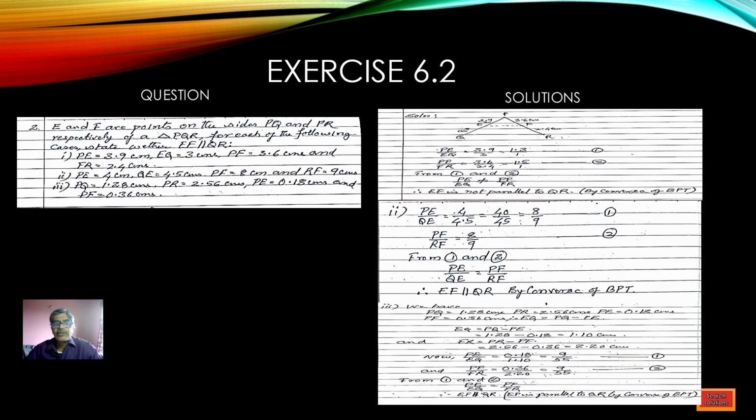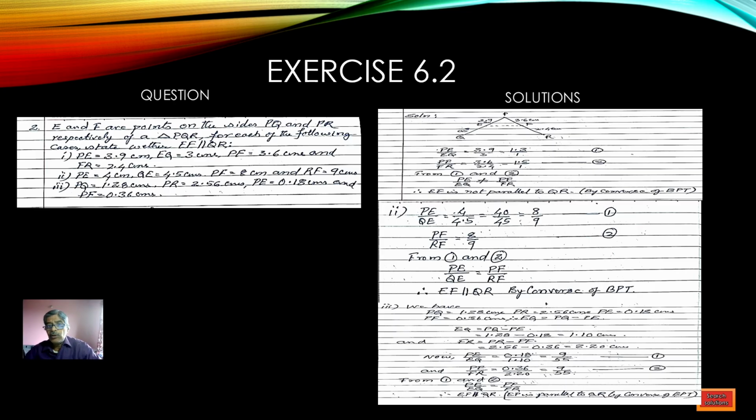Let us understand this question. E and F are points on the sides PQ and PR respectively of a triangle PQR. For each of the following cases, state whether EF is parallel to QR. As you can see, all the dimensions are given, and we are supposed to find out whether EF is parallel to QR. In the second case also, the dimensions are given, and in the third sub question also, the same thing.